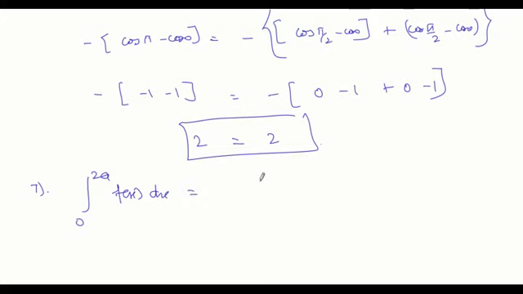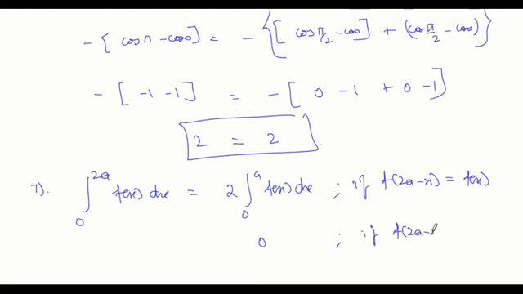two cases children. One is 2 times integral 0 to a f of x dx. Another one is 0. See children, this 2 times 0 to a f of x will happen if f of 2a minus x is equal to f of x itself. The answer 0 will happen if f of 2a minus x is equal to minus f of x. Okay, this is what, children. If f of 2a minus x is minus f of x, means the integration answer is 0. If f of 2a minus x is f of x, means 2 times integral 0 to a f of x dx.